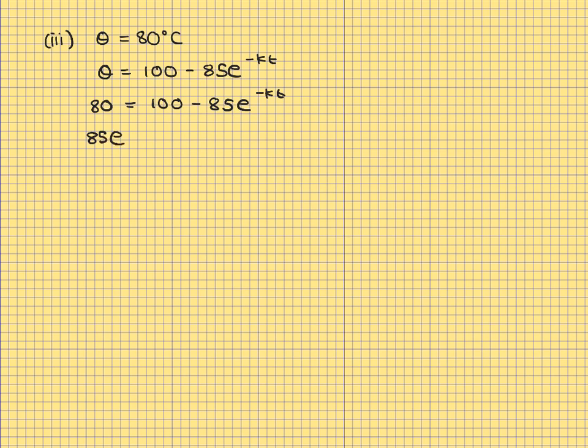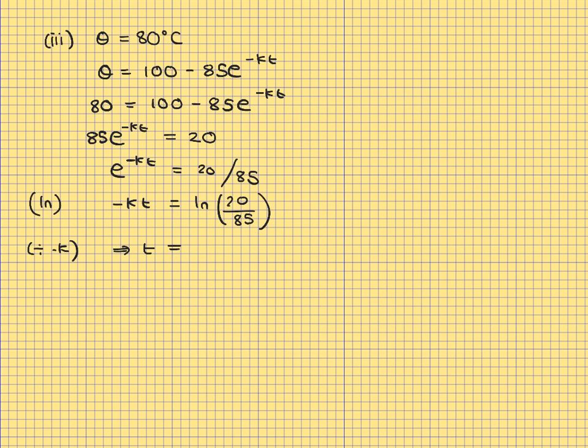So 85 e to the negative kt equals 20. e to the negative kt equals 20 over 85, dividing by 85. Take natural logs of both sides. So negative kt equals ln of 20 over 85. And then divide by negative k, which gives us a value of the time. And this gives us t equals 7.4523... So 7.45 minutes to 3 significant figures.